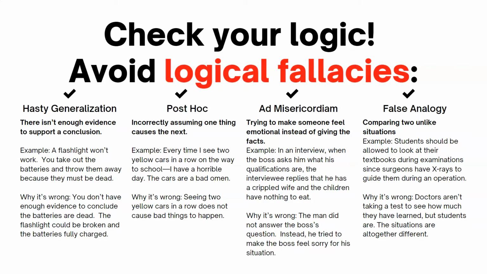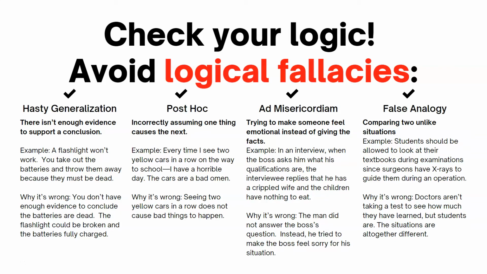That's trying to make someone feel emotional instead of giving the facts. So in a job interview, if the boss asks someone what his qualifications are, and then the interviewee replies that he has a crippled wife and that his children have nothing to eat, that's not answering the question. That's just trying to get the boss to feel sorry for him instead. So again, you can definitely use pathos and try to get the audience to feel a certain way, but you need to balance it out with logic as well.